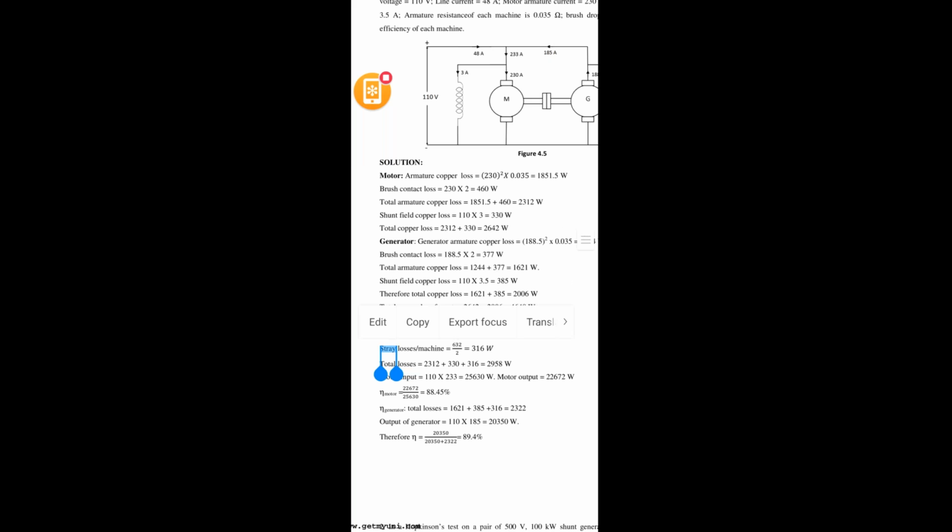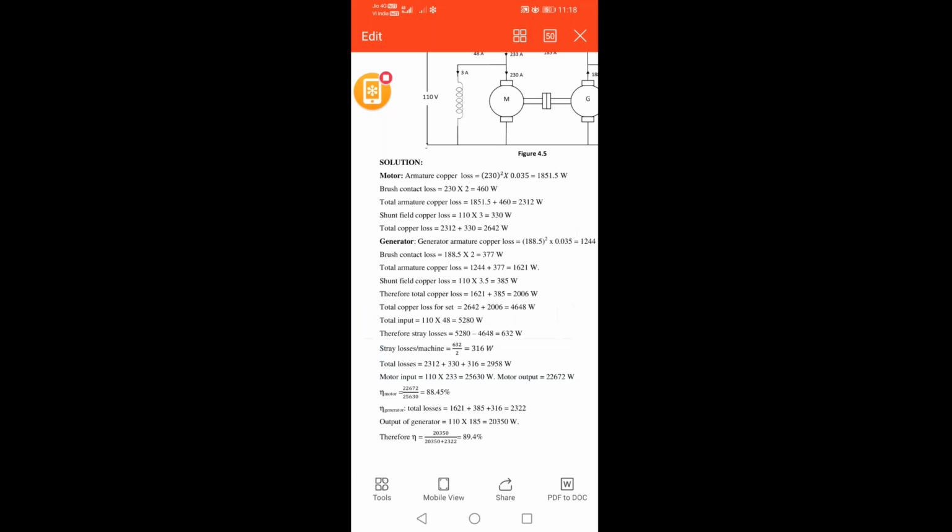So what is the other name of Hopkinson test? Back to back test or regenerative test. Right. Why is it called a regenerative test? ఎందుకు దాన్ని రీజనరేటివ్ టెస్ట్ అంటారు?